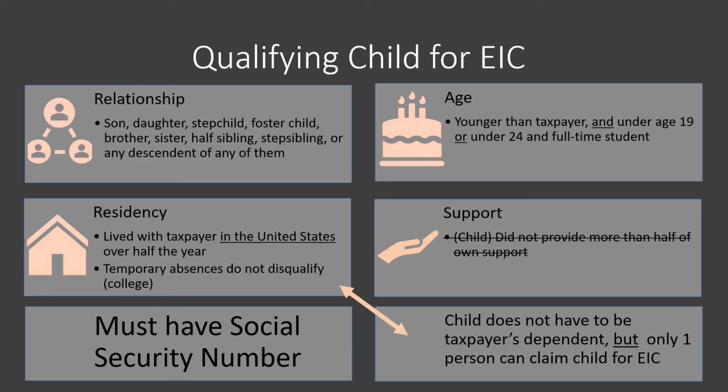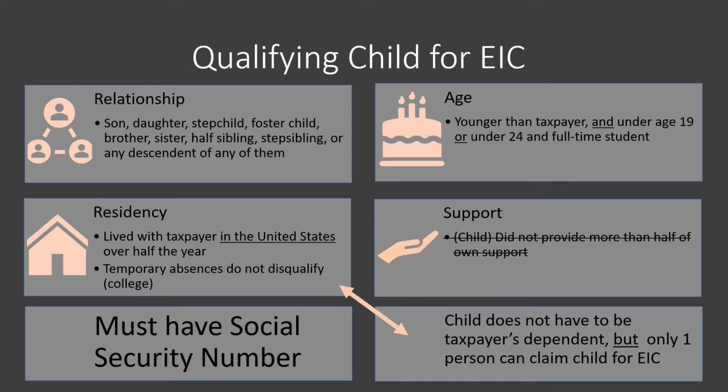As promised, we'll dig in a little bit more into what it means to be a qualifying child for earned income credit. We saw before that there's still the relationship test. This is the same as it is for a qualifying child for dependency. The child needs to be a son, a daughter, a stepchild, foster child. It can be a brother, a sister, a half-sibling, step-sibling, or a descendant of any of them, so nieces and nephews. And the age requirement is the same as for dependency, so younger than the taxpayer and under the age of 19 or under the age of 24 and a full-time student.